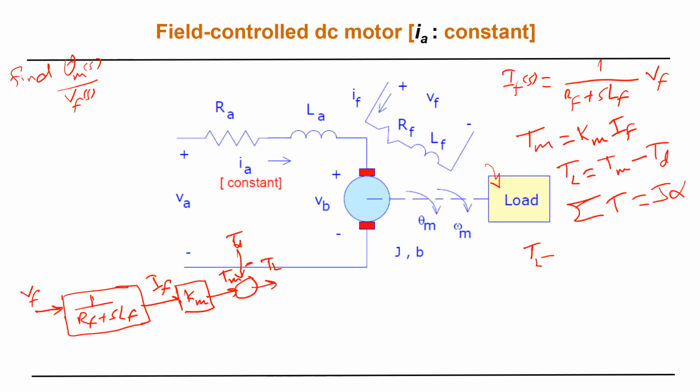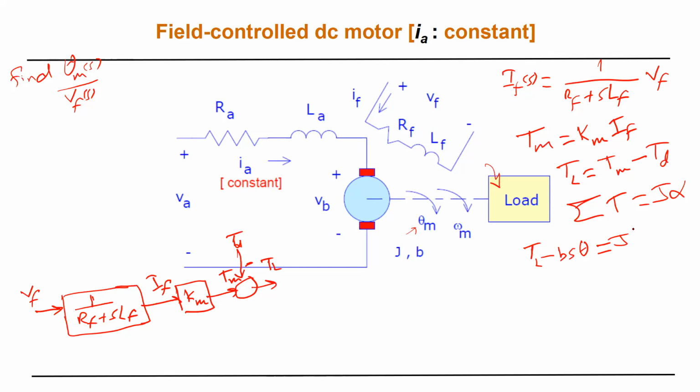Minus TD. The friction, right. So the friction will be proportional to what? To the speed. And the speed in terms of theta is equal to what? d theta by dt, theta dot. The speed is omega. So if we are talking about the transform domain, this is going to be S theta. This must be equal to the moment of inertia, which is given.